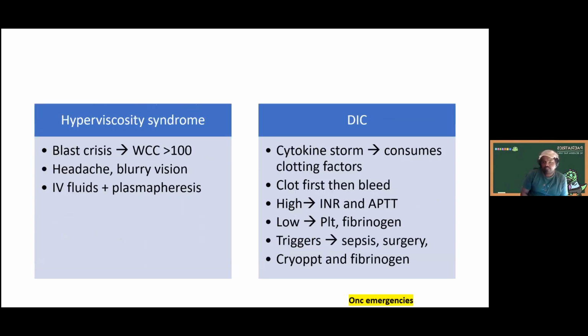And then we have hyperviscosity syndrome and DIC. Hyperviscosity syndrome can present in ALL, and this is a blast crisis. So this is when the white blood cells are really high, above 100. They can get things like headache and blurry vision because you're getting that really thick blood that's clogging up in the arteries. And the main treatment for this is IV fluids and plasmapheresis.